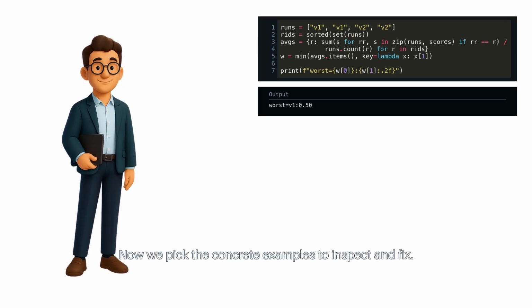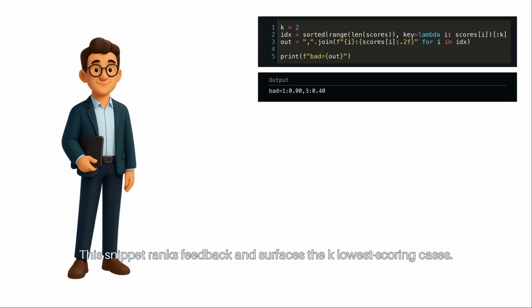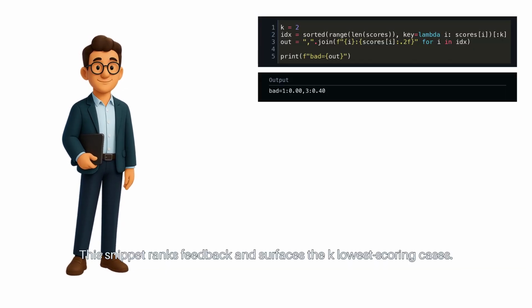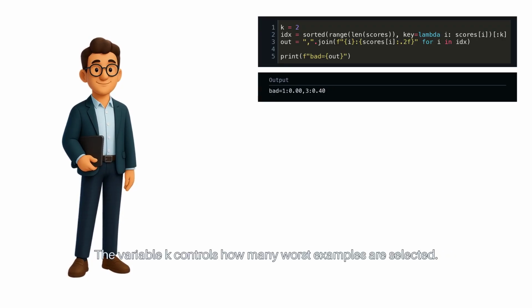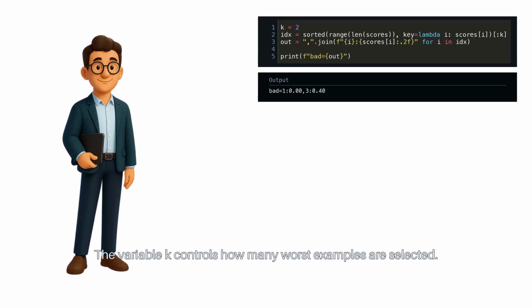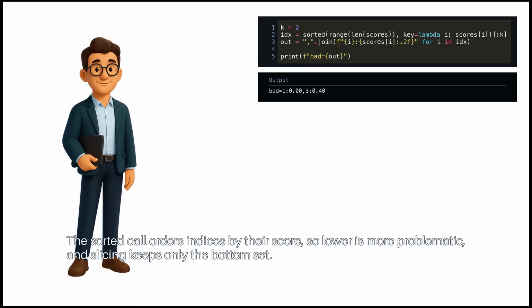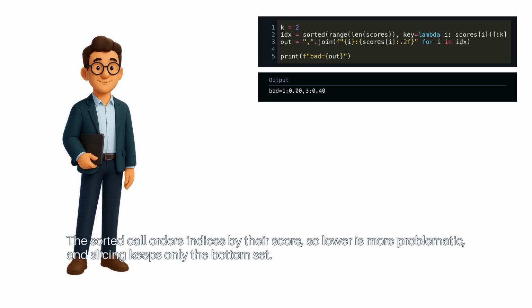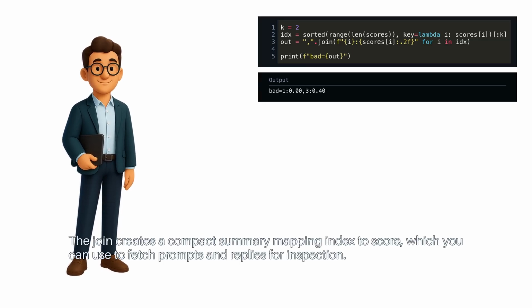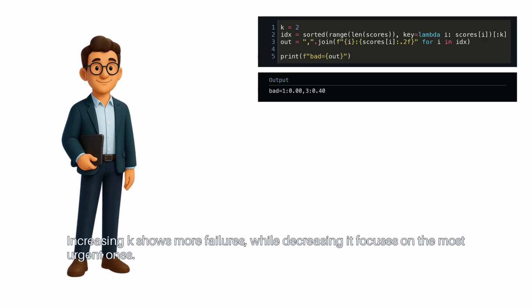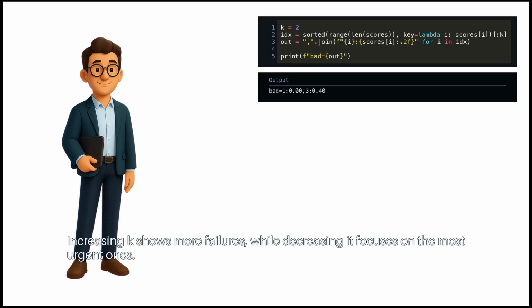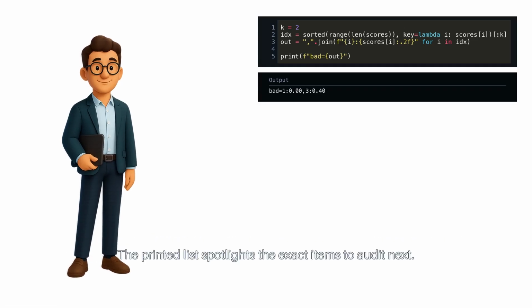Now we pick the concrete examples to inspect and fix. This snippet ranks feedback and surfaces the k lowest scoring cases. The variable k controls how many worst examples are selected. The sorted call orders indices by their score, so lower is more problematic, and slicing keeps only the bottom set. The join creates a compact summary mapping index to score, which you can use to fetch prompts and replies for inspection. Increasing k shows more failures, while decreasing it focuses on the most urgent ones. The printed list spotlights the exact items to audit next.